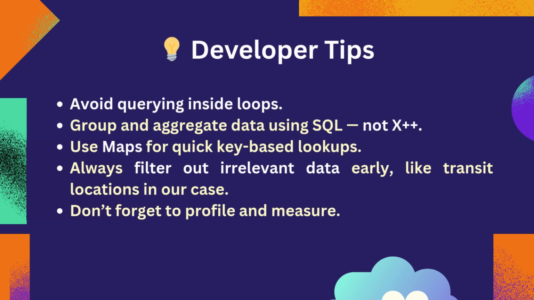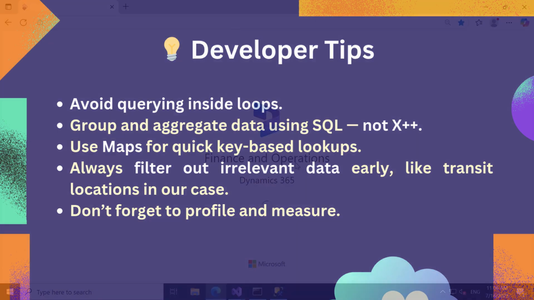Here are a few best practices this approach teaches us. Avoid querying inside loops. It's a silent performance killer. Group and aggregate data using SQL, not X++. Use maps for quick key-based lookups. Always filter out irrelevant data early, like transit locations in our case. Don't forget to profile and measure. That's how we realized the old method was slowing everything down.